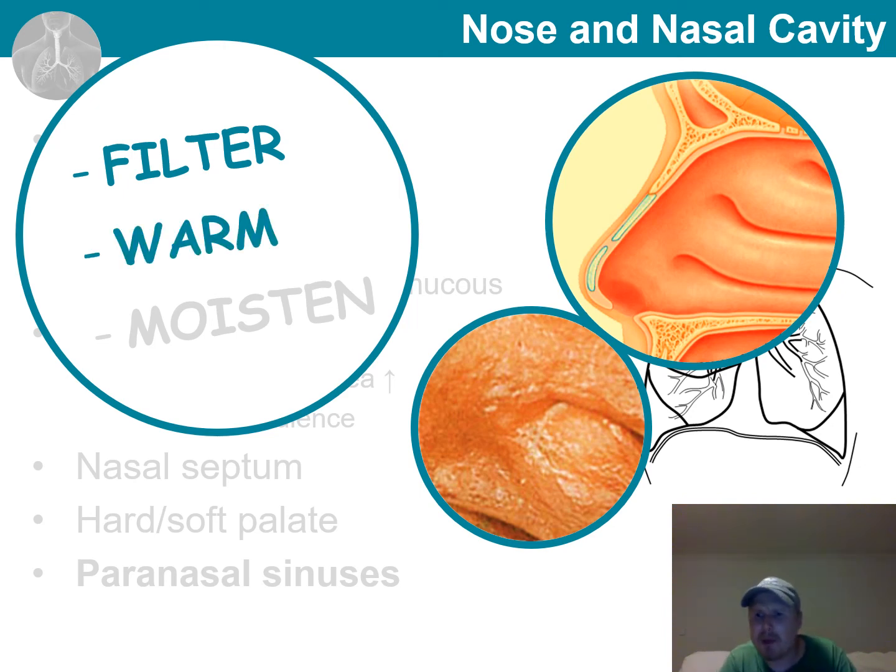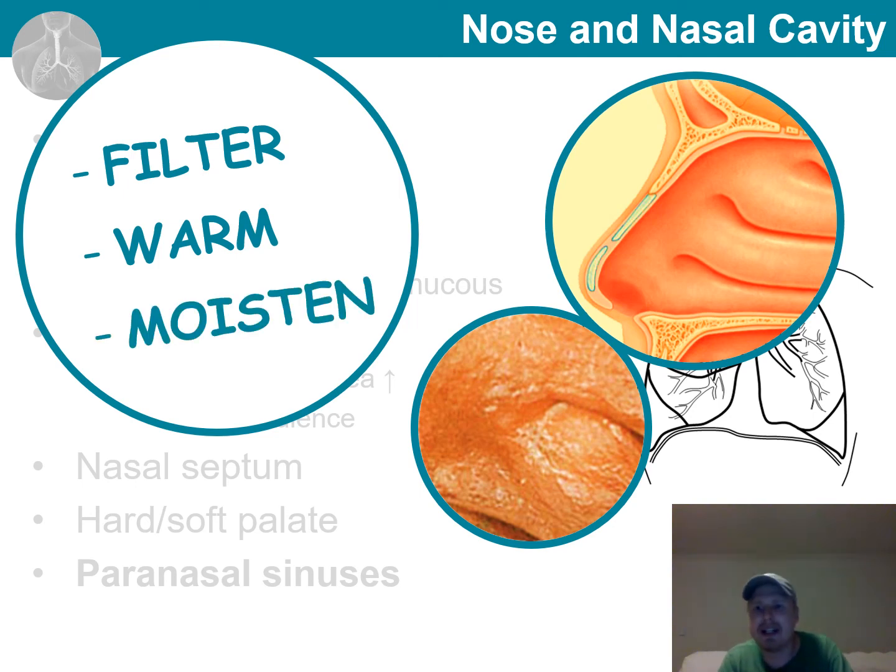Secondly, there is a rich blood supply close to the surface of the lining. And remember, this was thinner lining than the skin, so this allows us to bring a lot of heat into the nasal cavity, and this heats up the air. Have you ever taken a deep breath of cold air through the mouth? You might have noticed that it makes you cough. So we want the air that enters the respiratory system to be similar in warmth to the body temperature.